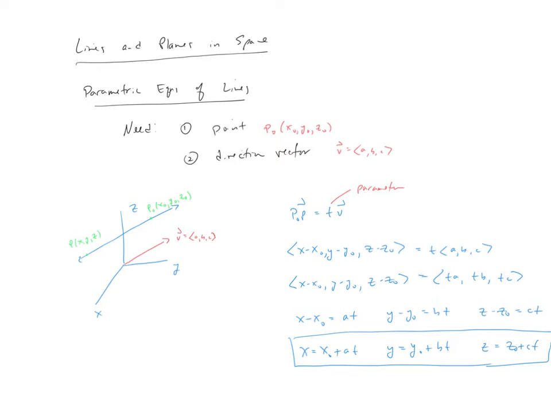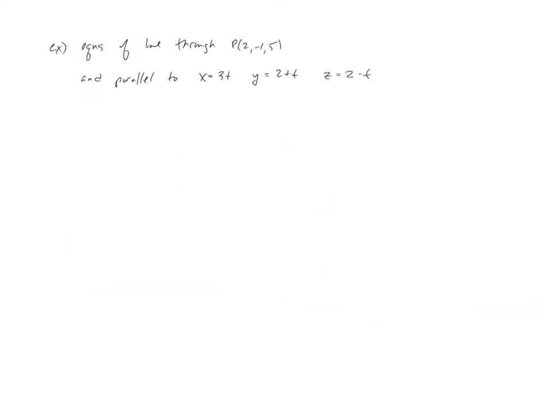All right, so in the first example we look at, we're going to find the parametric equations of the line that passes through the point and is parallel to this line right here. And so remember, if we're going to come up with the parametric equations of a line, we're going to need two things. We're going to need a point and we're going to need a direction vector. So we've got our point, now we just need our direction vector.